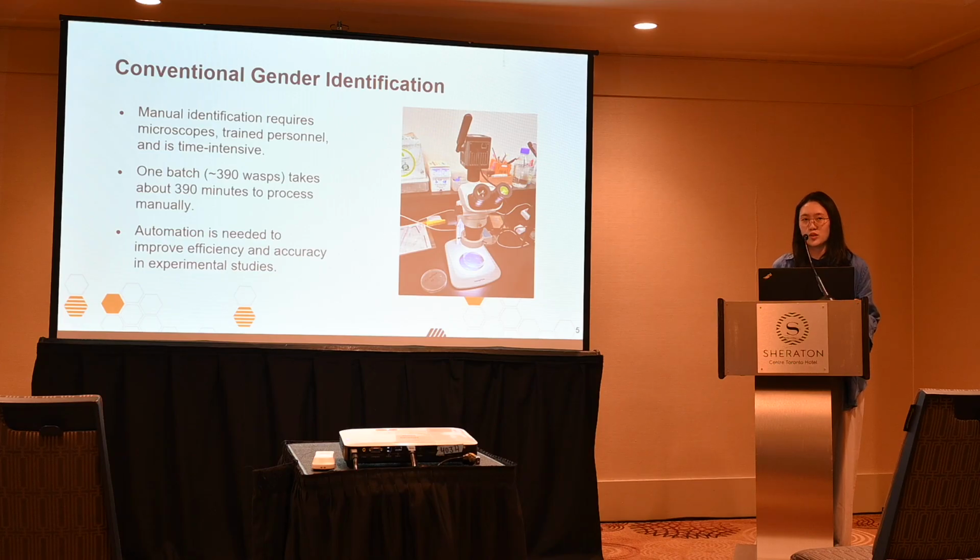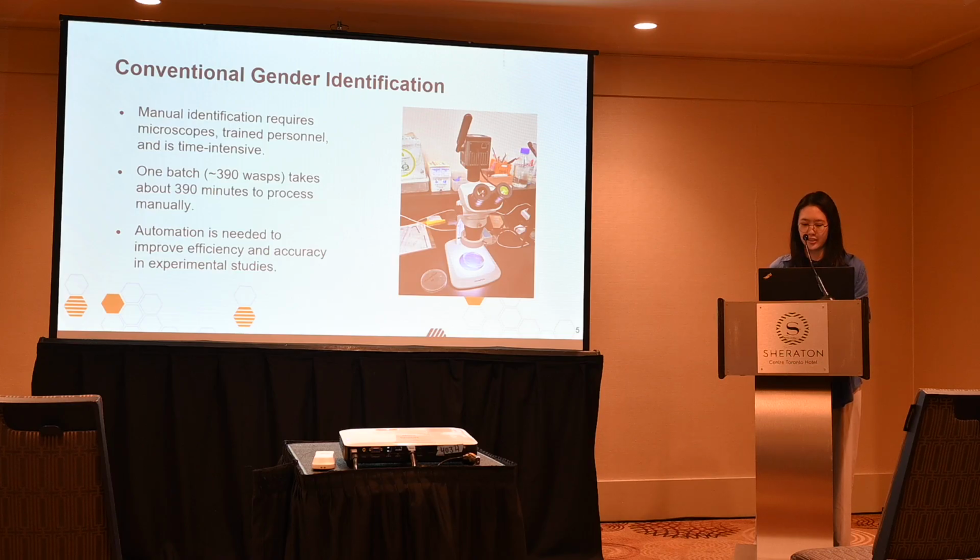Although it might seem simple to identify their gender based on the features that I talked about, in reality, it's not as easy as we think. In the past, researchers identified and counted the wasps manually under a microscope, which required trained personnel and took a lot of time. For example, processing one batch of around 390 wasps requires about 390 minutes, roughly 1 minute per wasp. So this creates a major bottleneck in large-scale experiments, and it's why it is important to automate the whole process.